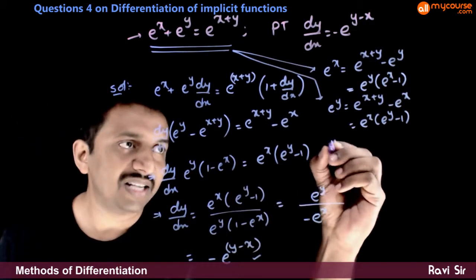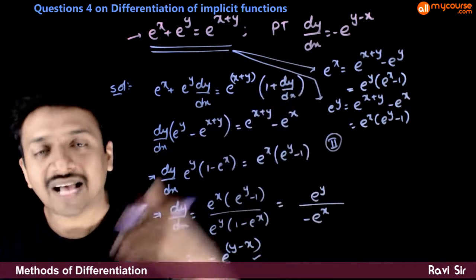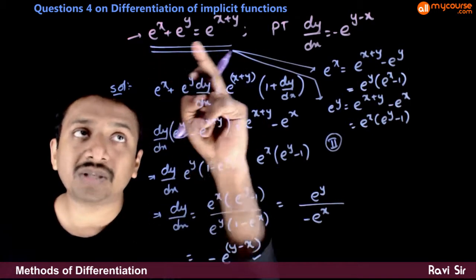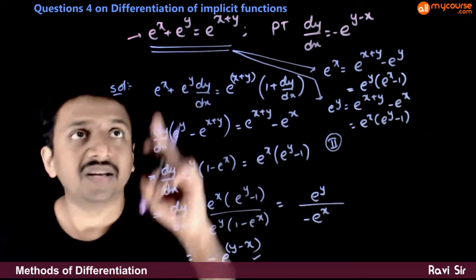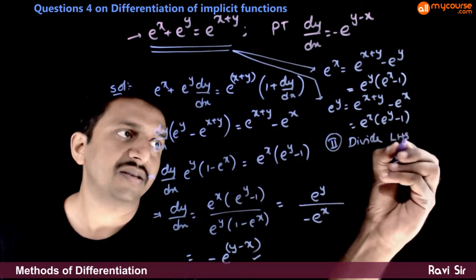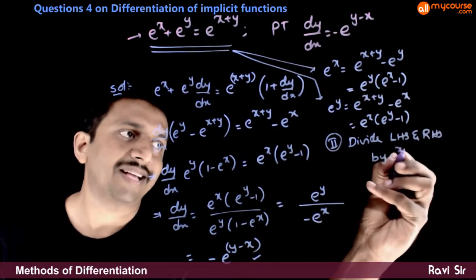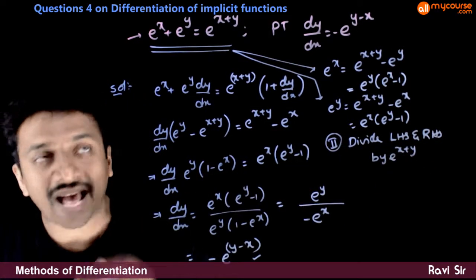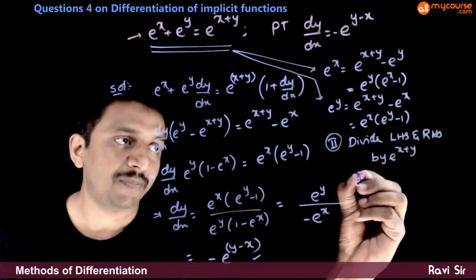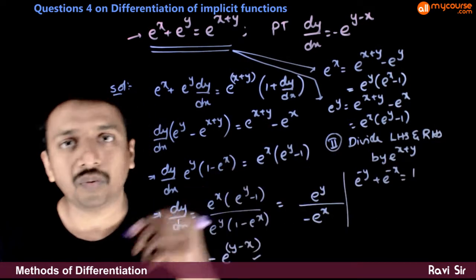Let us see a second method also, a slightly more intuitive method where you can get the answer more easily. In this second method, I'll divide both sides, LHS and RHS, by e^(x+y). So what happens if you do this? If I divide e^x by e^(x+y), you get e^(-y) plus e^(-x) is equal to 1.